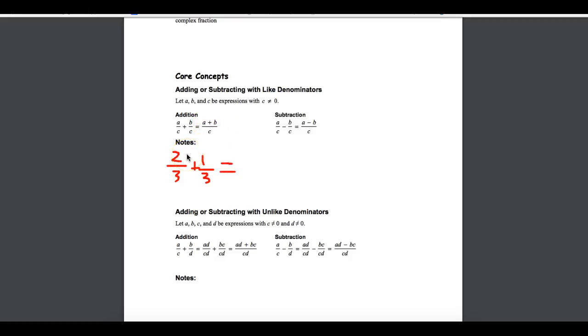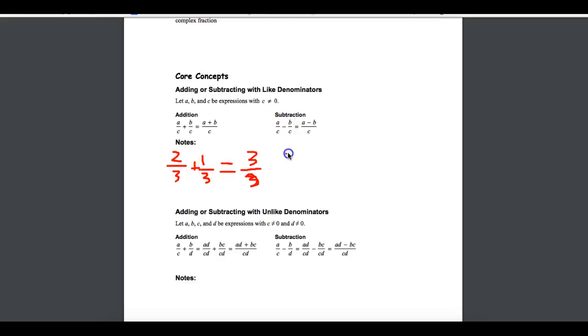Remember, when you have like denominators, you don't add those together. Those stay the same. If you have 2/3 of something plus 1/3 of something, 2 plus 1 gives you 3. You have 3/3 of something, which would be the whole. Remember, 2/3 plus 1/3 does not give you 3/6. Your denominator stays the same, and you have 2 plus 1 of those.